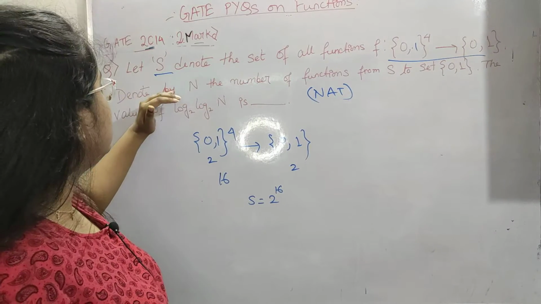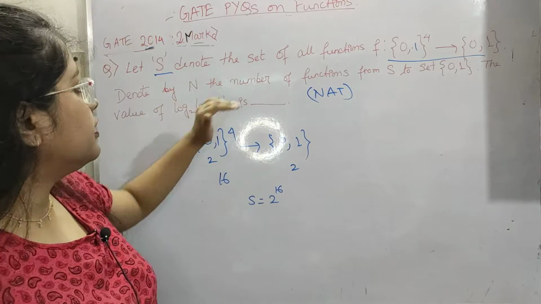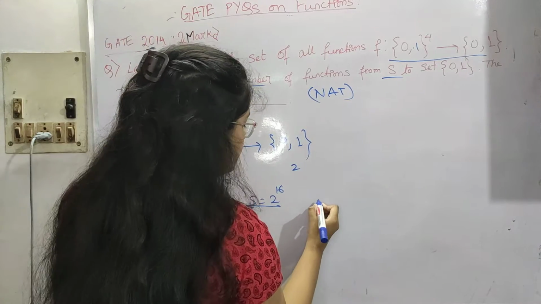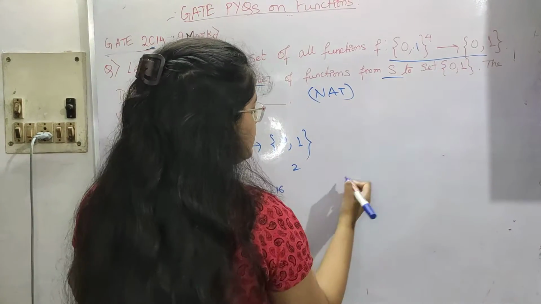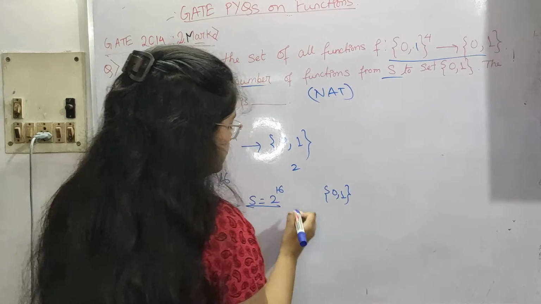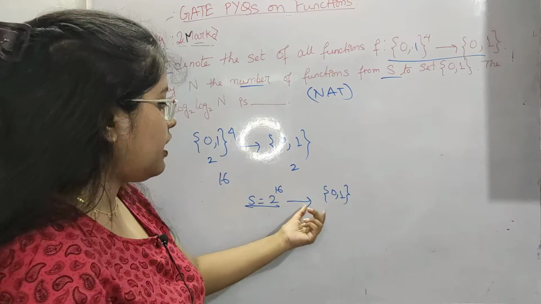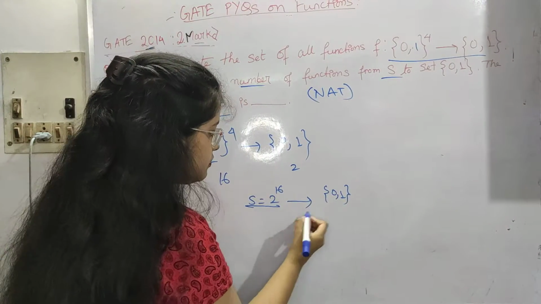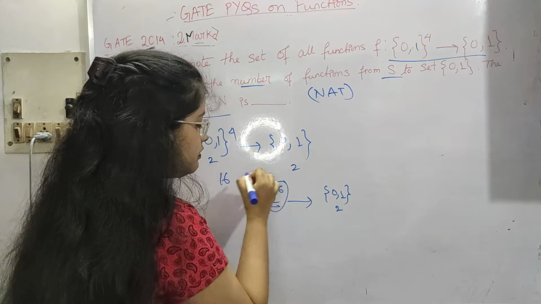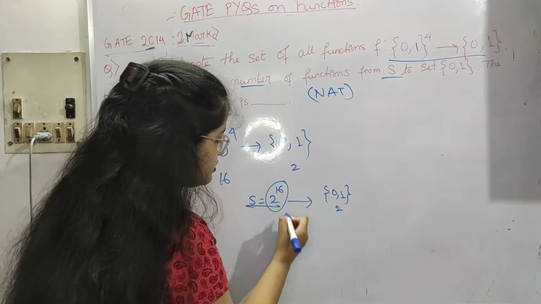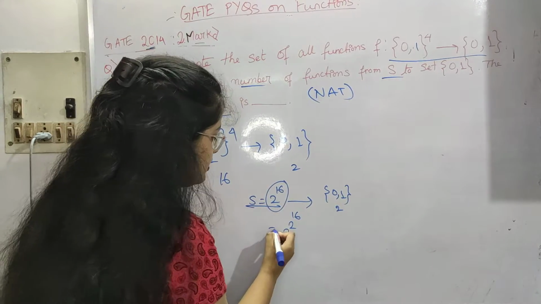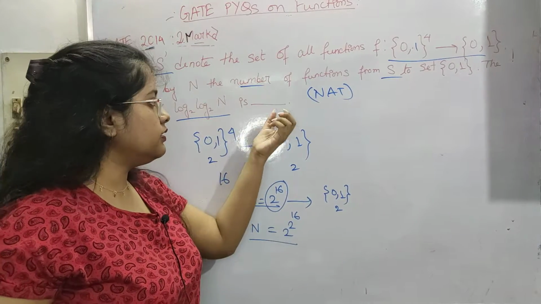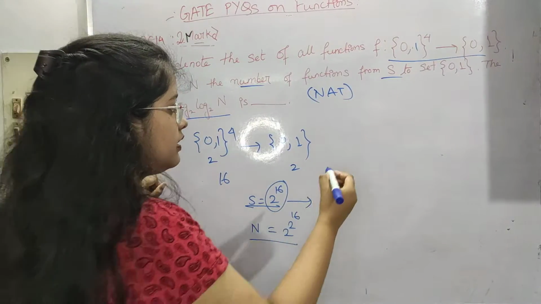S is denoted, and n is the number of functions from S. So S is this to this, and a new set is present. A function from this to this is going to happen, and then the value of log n. So from this to this: the codomain contains 2 elements, and the domain contains 2 to the power 16 elements. So it is 2 to the power of this whole thing, 2 to the power 16. Okay, so this is our n. But they are not asking for n, so you cannot just put 2 to the power 16 here. They are asking for log n, so I have done an easy job for you.